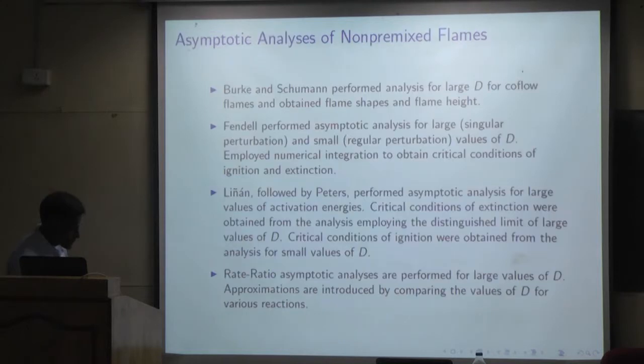So again, the key point here is that in one-step asymptotics, large Damköhler number analysis cannot predict ignition and extinction. You need large activation energy, and this is again similar to what was said yesterday.